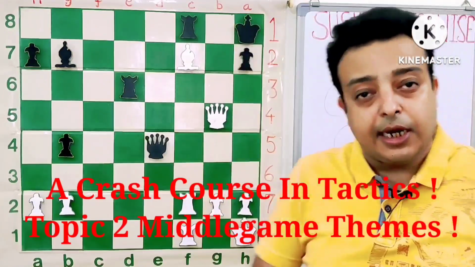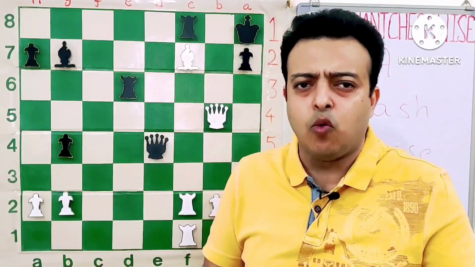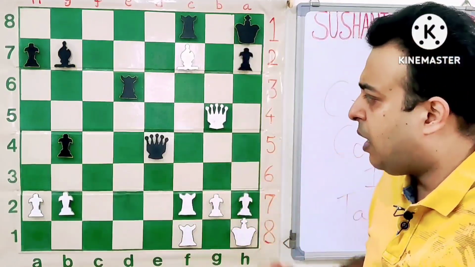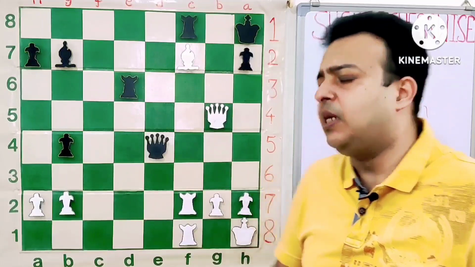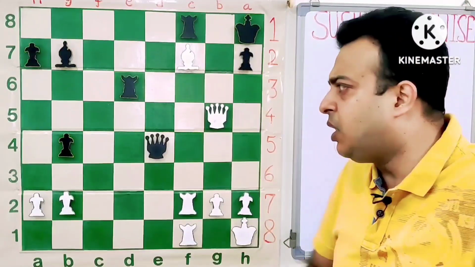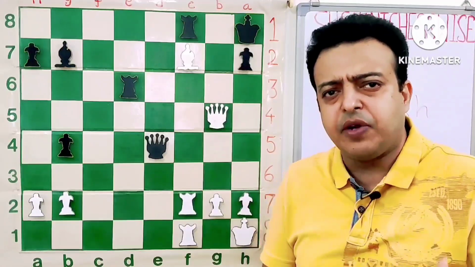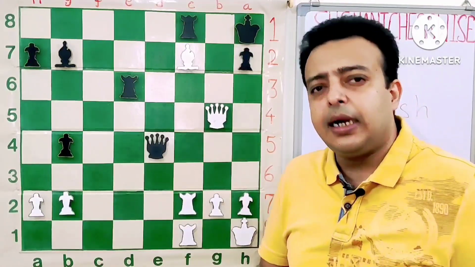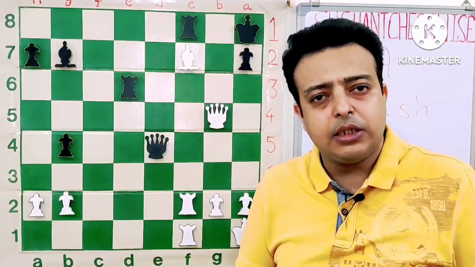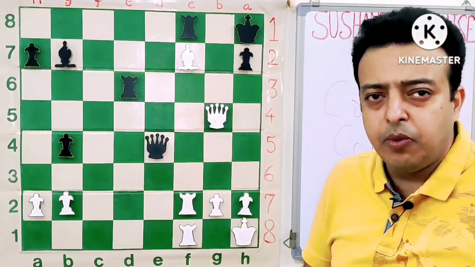Today we are at the second topic of our crash course, and we are looking at tactical concepts and trying to identify the themes basically. So we are going to look at a position here with white to play. As usual, we'll try to see the king safety and activity of pieces, and try to see how the combination can happen. So which themes will be applicable?